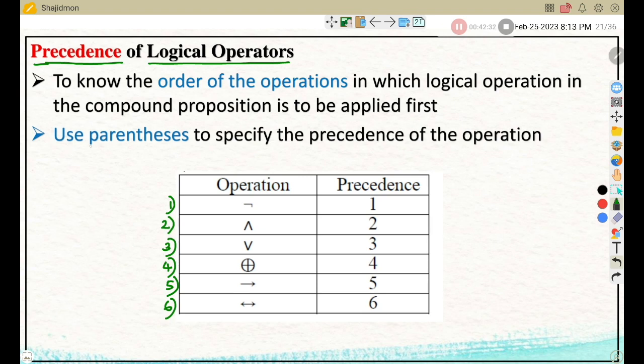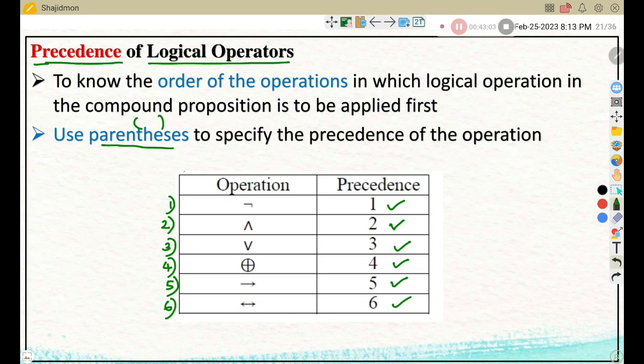So use parentheses, meaning brackets, to specify the precedence of the operations. For example, negation we need to take first, then the and operation, then or, then XOR, then implication, then the biconditional, if and only if. This is the order of preference of these logical operations. Like BODMAS we studied in number calculation, same idea: which operation we need to take first when we are calculating.